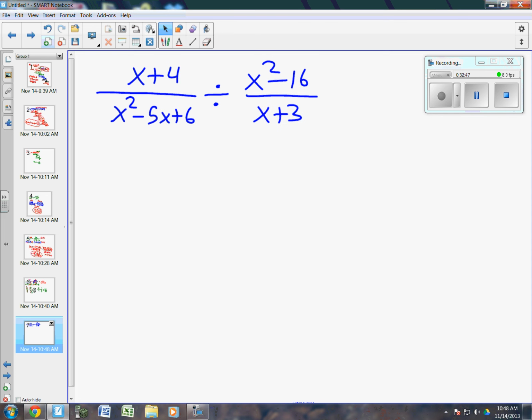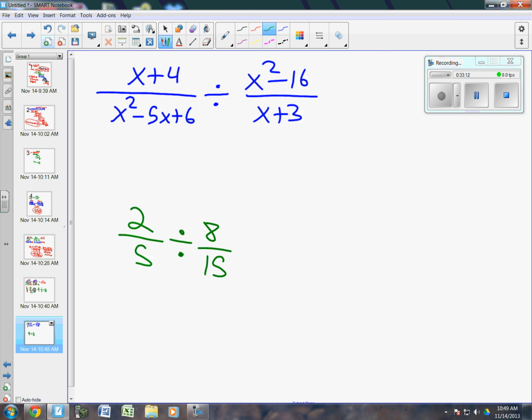Now, do you remember how to multiply or divide fractions? What do you do? Like if I had something like 2/5 divided by, let's say, 8/15. You only have to find common denominators when you add and when you subtract. In this case right here, some of you are saying cross multiply.